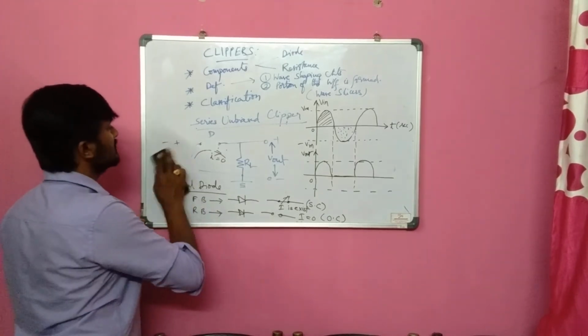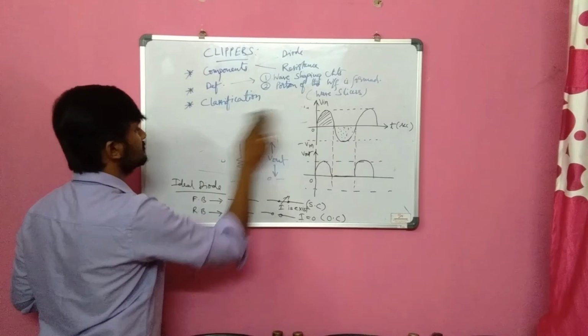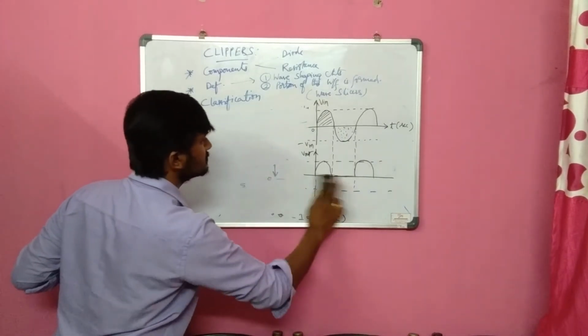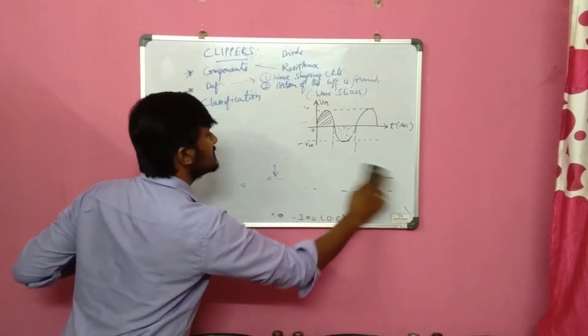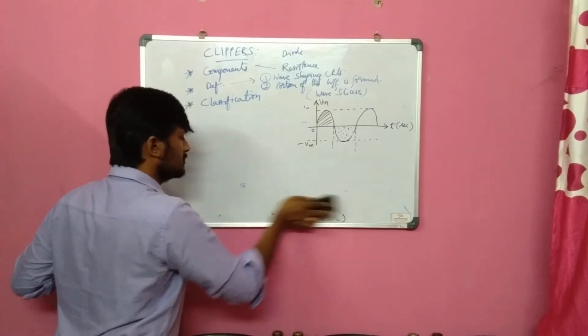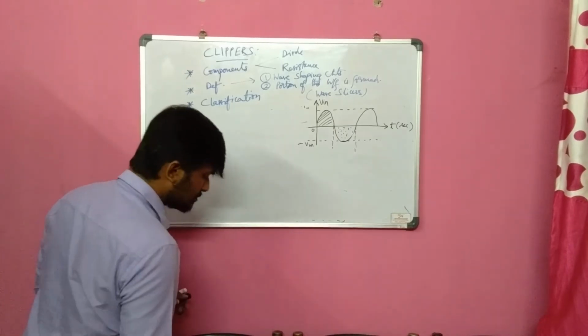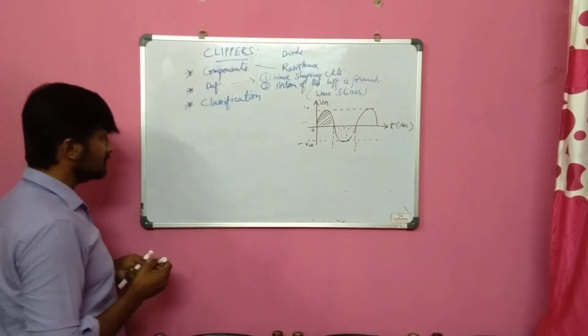The next topic is the shunt unbiased clipper. I will not erase the input waveform because whatever the circuit may be, the input signal is always sinusoidal only. Let me compare with the same input signal.